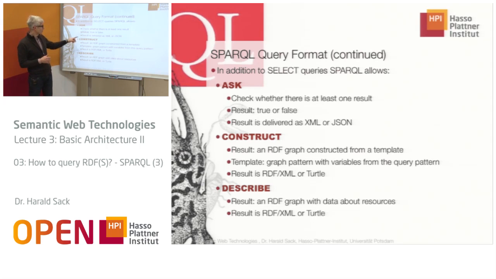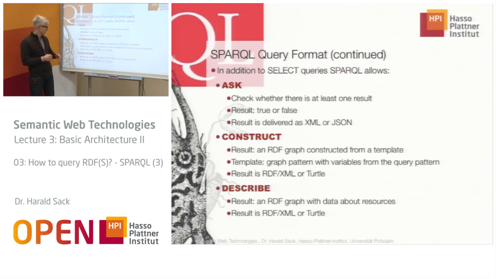Secondly, you also have the possibility to construct an RDF graph from the results that are delivered from the SPARQL endpoint. You do this with the construct keyword. What is done here is that the graph patterns with variables, according to a given template, will then be the output. The output will be RDF XML or, for example, Turtle. You can specify what you prefer.